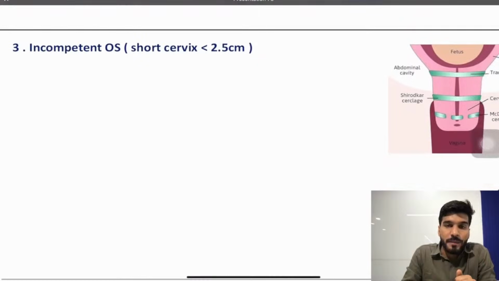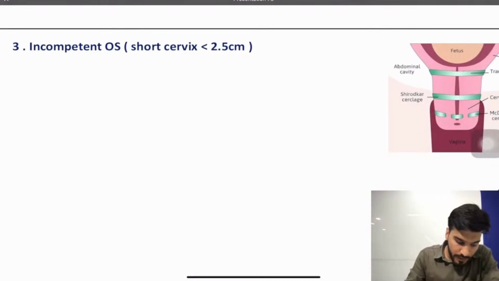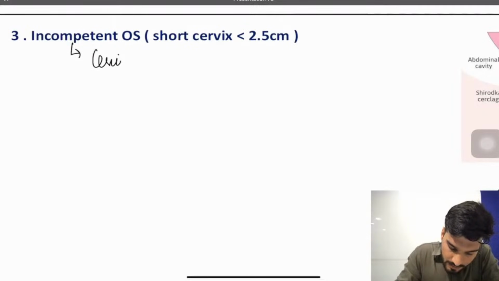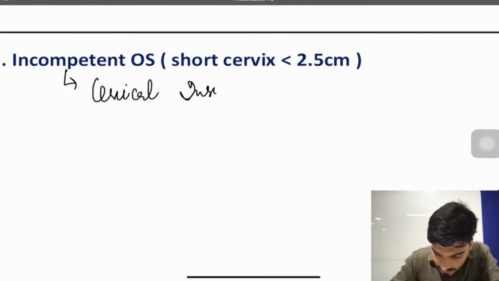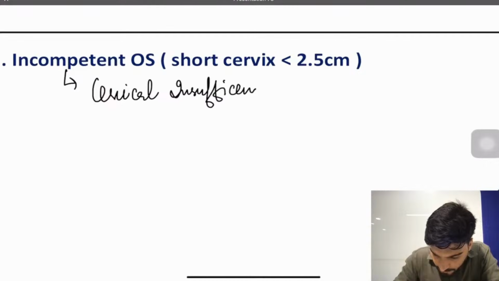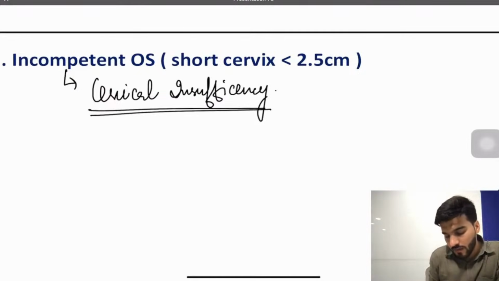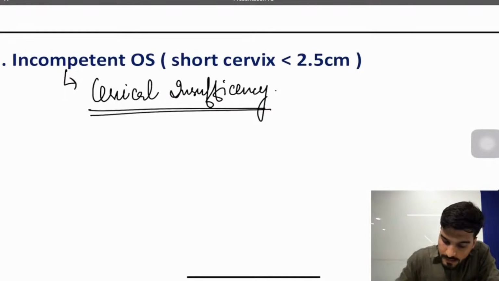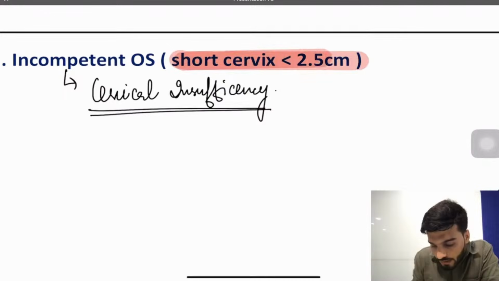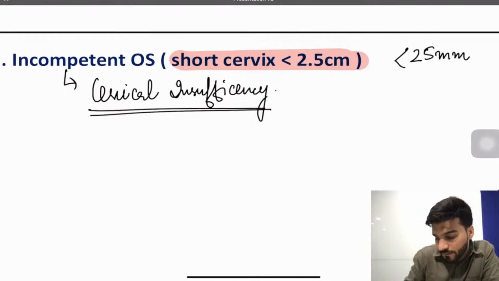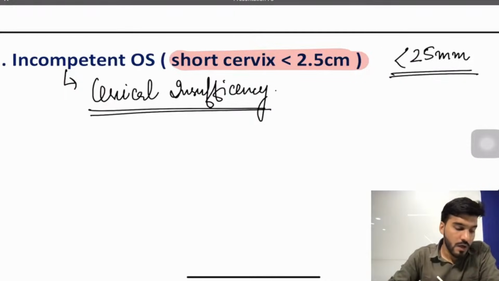Now the third one is incompetent os or short cervix. I've already discussed, it's also called cervical insufficiency or incompetent cervix. Now what exactly does it mean? It means that the cervix is short. How short? It is less than 2.5 centimeter, or you can write it's less than 25 mm.